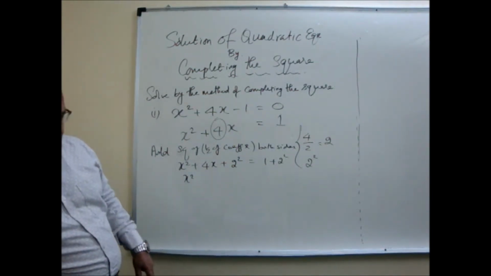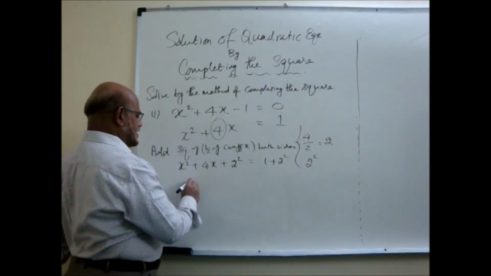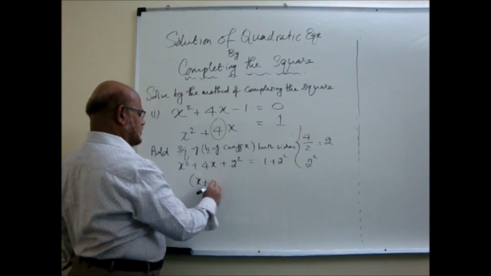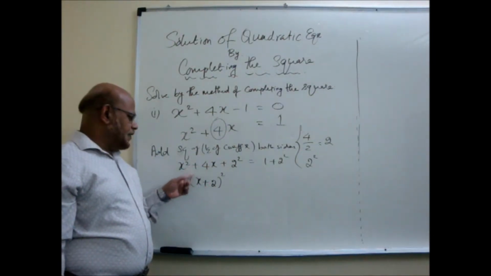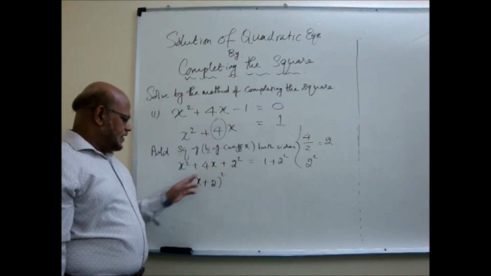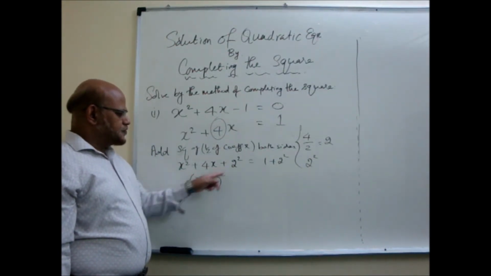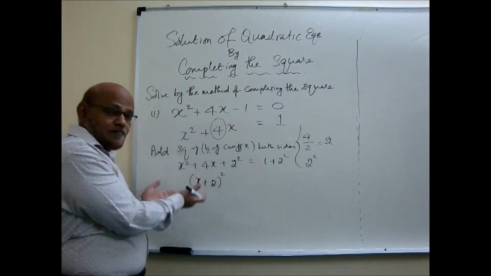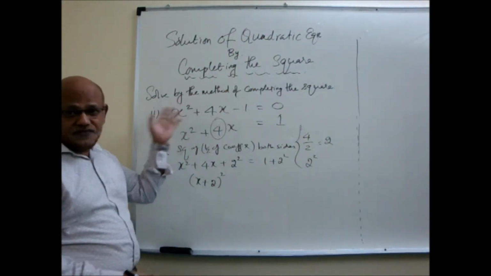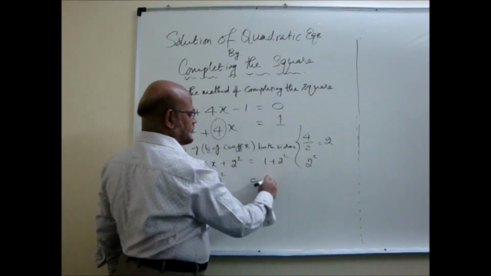This x square plus 4x plus 2 square is exactly x plus 2 the whole square. It's a perfect square actually. You can expand it and check. The expansion is x square plus 2 into x into 2, that is 4x, plus 2 square. So always this side becomes a perfect square. You have completed the square. The other side is 5.